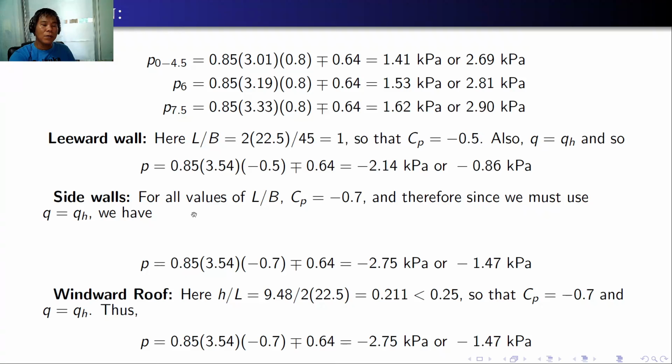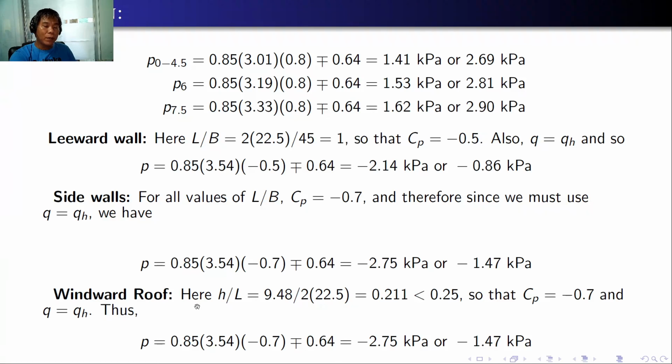For the side walls, for all values of L over B, CP is minus 0.7, and since we must use Q equal to QH, we have this value. Take note, we are using the roof mean height, not Z. P is equal to minus 2.75 kilopascal or minus 1.47 kilopascal.